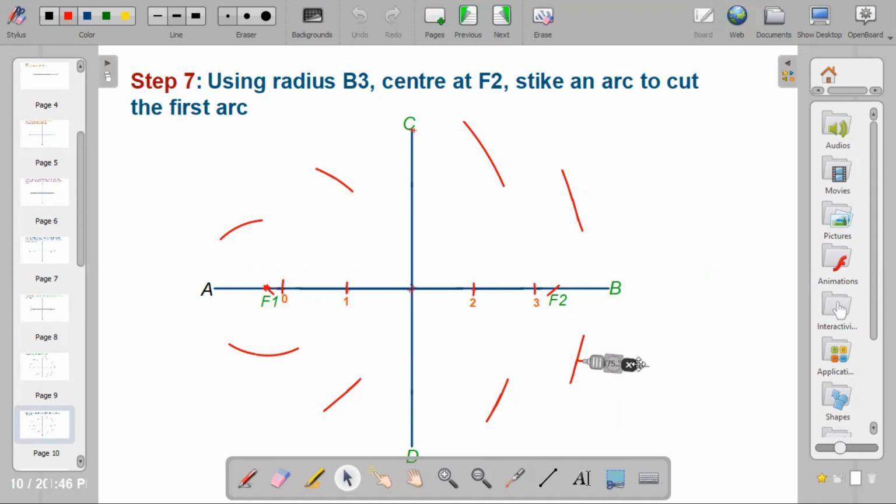So I'm going to start with the first point, which is B to 3. So using the radius of B to 3, centered at F2, strike an arc to cut the first arc above, and you repeat the same thing below.